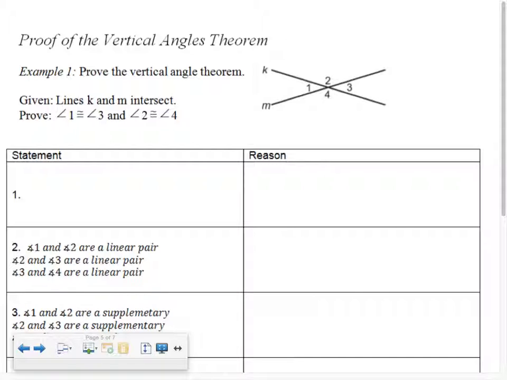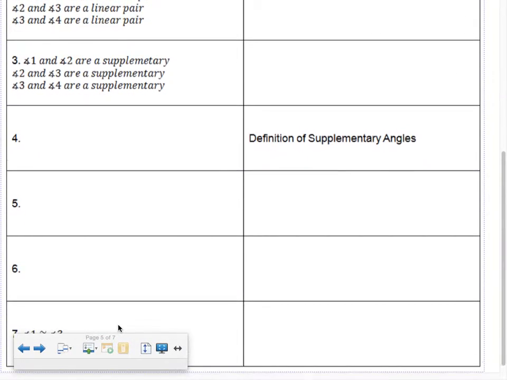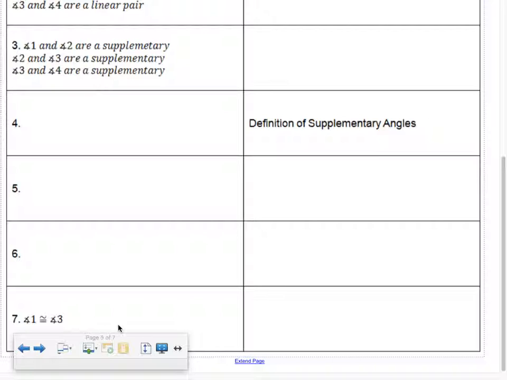So line 1 here, lines K and M intersect. Then for 4, we have the measure of angle 1 plus the measure of angle 2 equals 180. And we have the measure of angle 2 plus the measure of angle 3 equals 180.